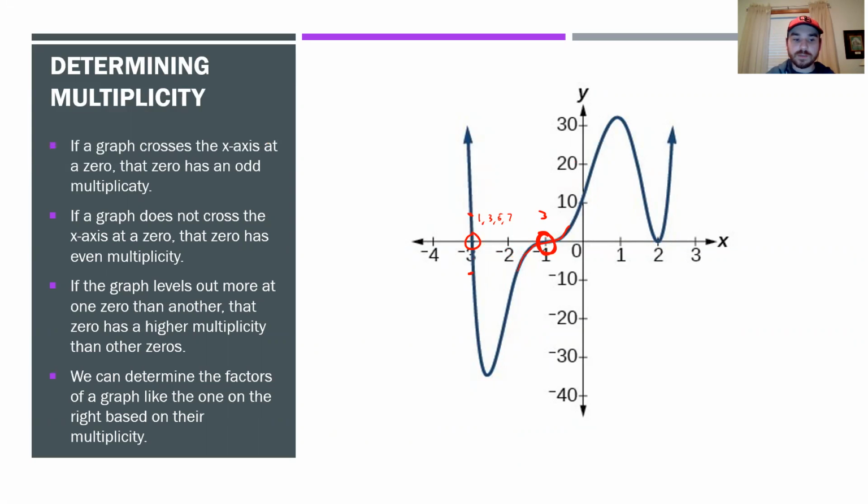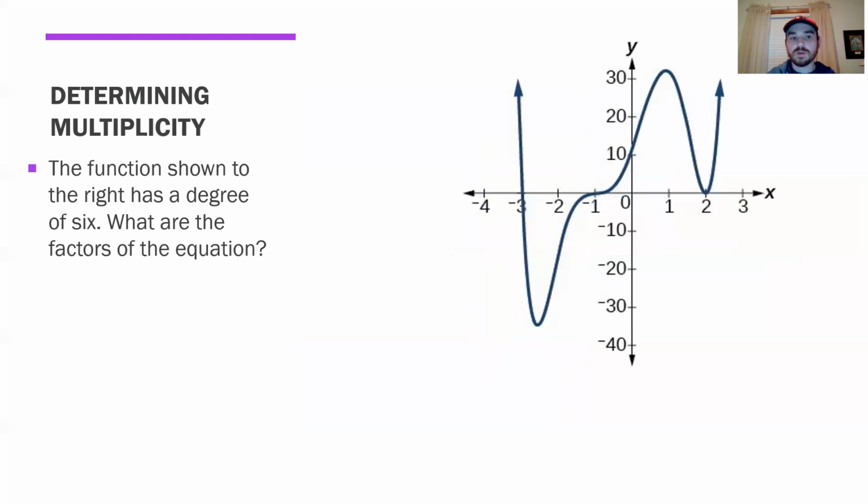Now, we can determine the factors of a graph like the one on the right based on their multiplicity. Usually what's going to happen is you're going to be given a degree, you're going to be given a graph, and then you're going to be asked to determine what the multiplicity at each zero is. So let's look at the same exact graph, but now we are told that the function shown to the right has a degree of 6. What are the factors of the equation?